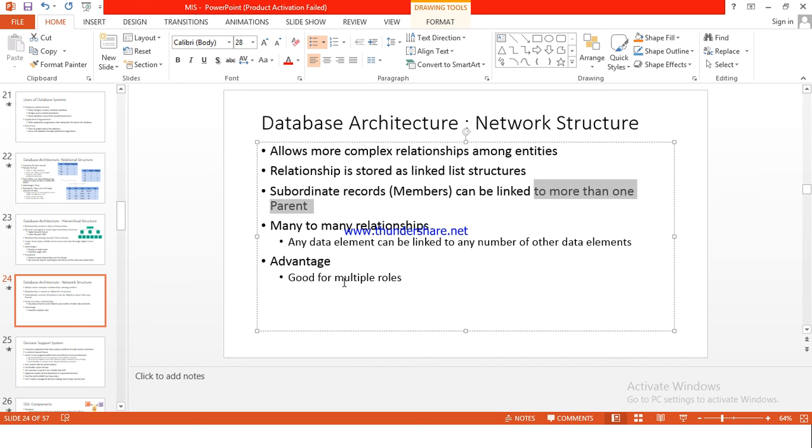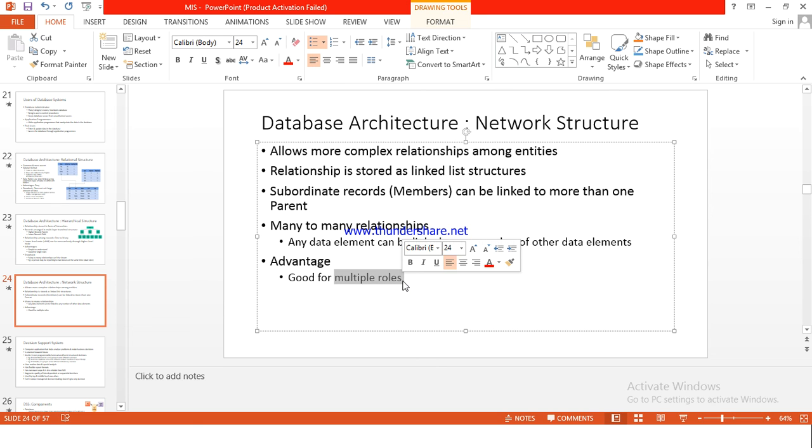So this is good for multiple roles, where for example you are a subordinate of 2 different bosses because you are working in a matrix kind of organizational structure. Even there you are basically playing 2 roles, multiple roles. In one role you are the subordinate of one particular boss, in the other role you are the subordinate of a second boss. So basically these are dual roles that you are playing, but then we can depict these dual roles using this kind of a network structure, right?